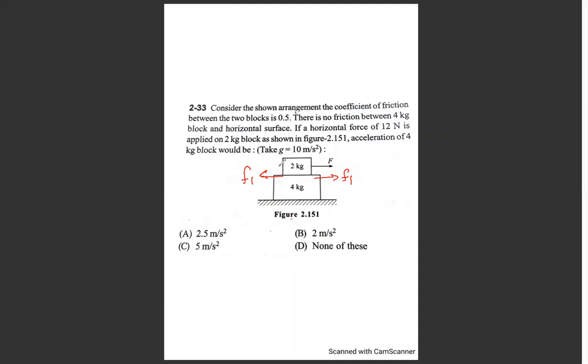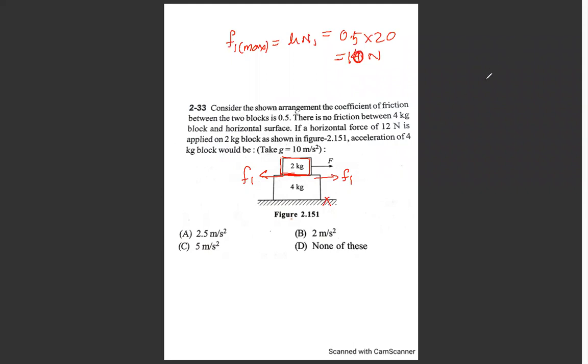As we know that there is no friction between the 4 kg block and the horizontal surface, the friction is only present over here. So let's discuss the maximum value of friction F1. F max is equal to mu into normal reaction. I'm writing N1, the normal reaction between this surface and the block. So mu is 0.5 into 20, that is 10 Newton. Till this, I think everybody must be clear about it.